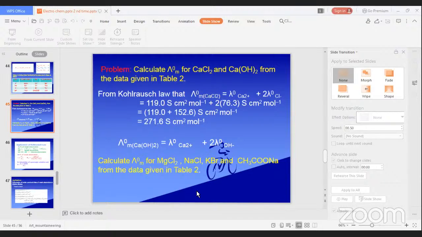So magnesium chloride will be ionized into Mg 2+ and 2 Cl minus. Sodium chloride will be Na plus and Cl minus. So you have to substitute the sodium plus as well as Cl minus values. Then you can get the corresponding value.